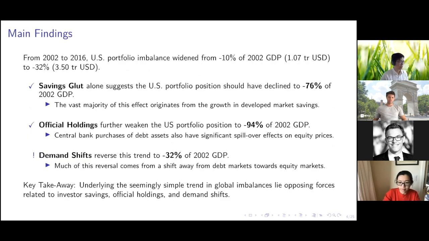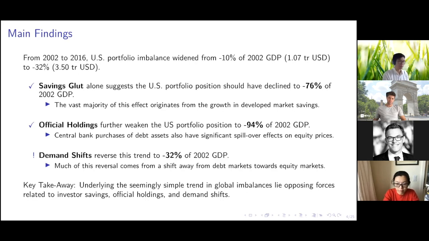All right, so what are our main findings? The headline number: from 2002 to 2016, we can observe that the US portfolio imbalance widened from negative 10% of 2002 GDP, that's a negative $1 trillion US, to negative 32% of 2002 GDP. So it widened by about $2.5 trillion.